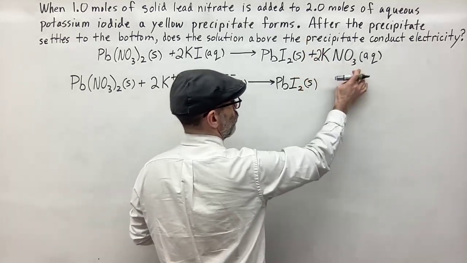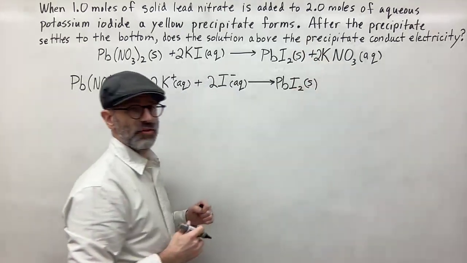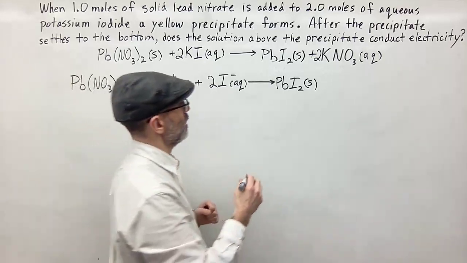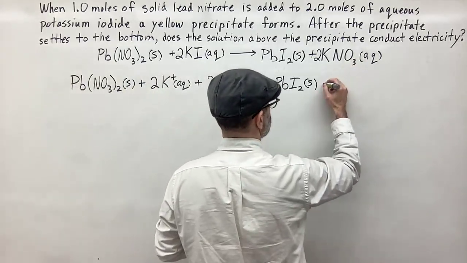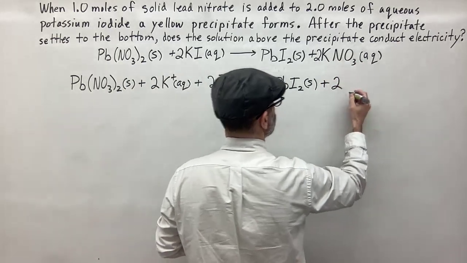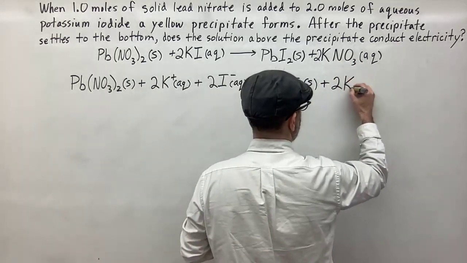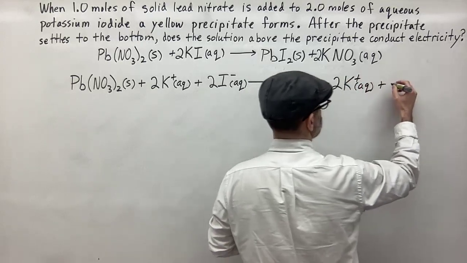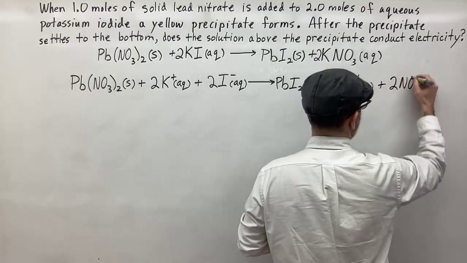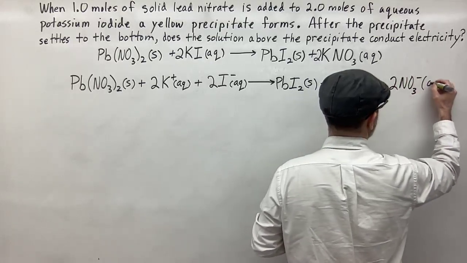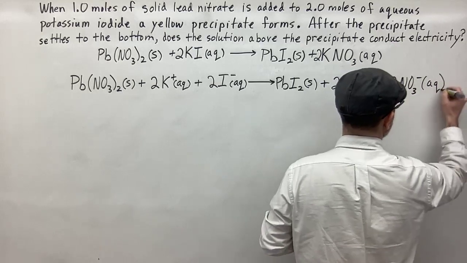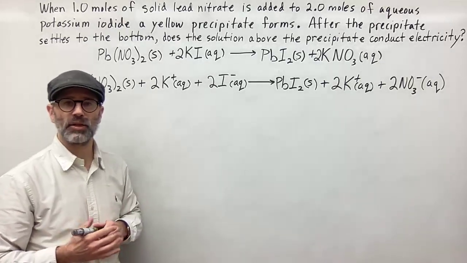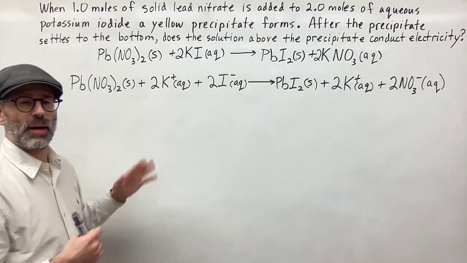And then this is aqueous, so we'll have to split these up again. We have 2 KNO3, so that means we have 2 positive potassium ions and 2 negative nitrate ions. So this is going to be 2 K+ aqueous plus 2 NO3- aqueous. Okay, so now that we have our complete ionic equation, let's look at what the problem is giving us.